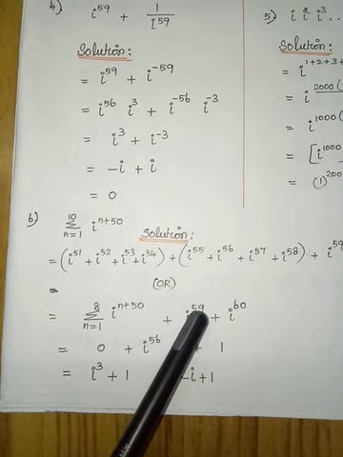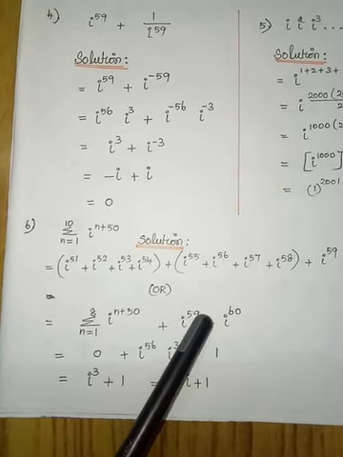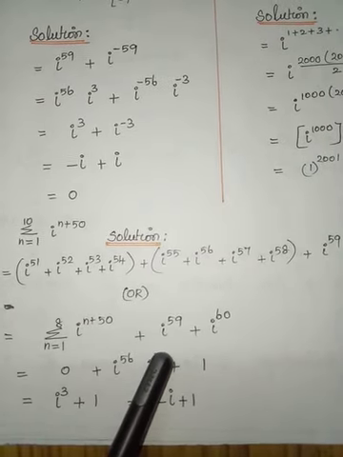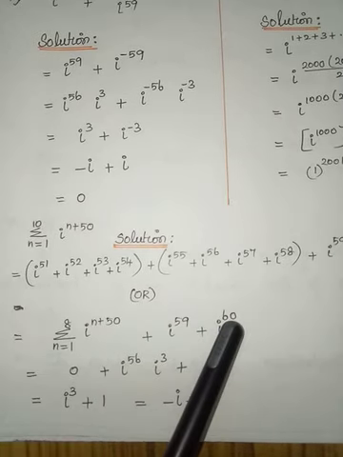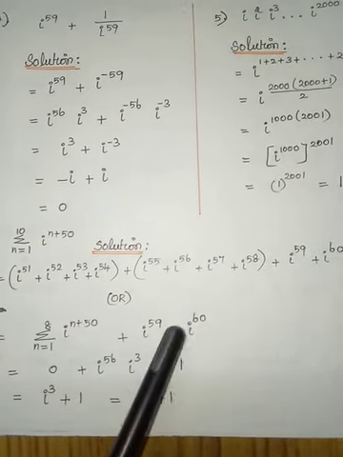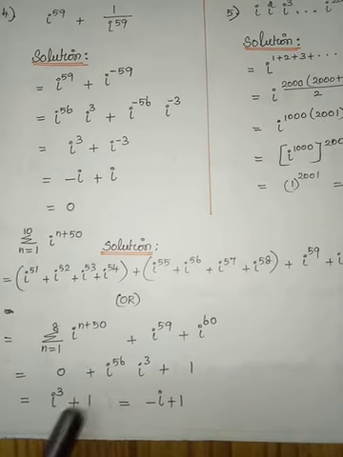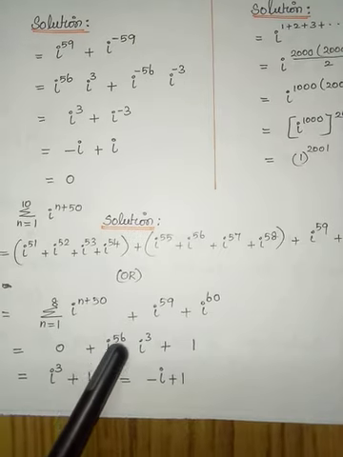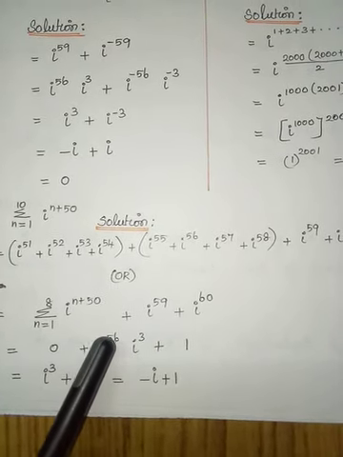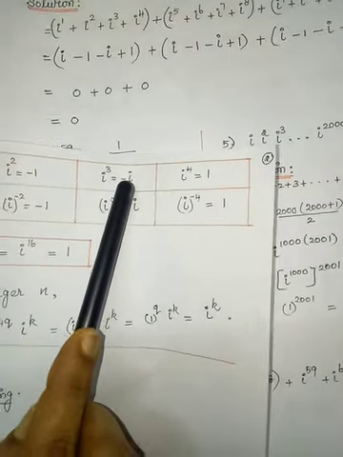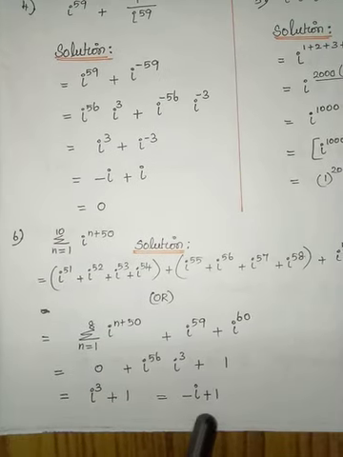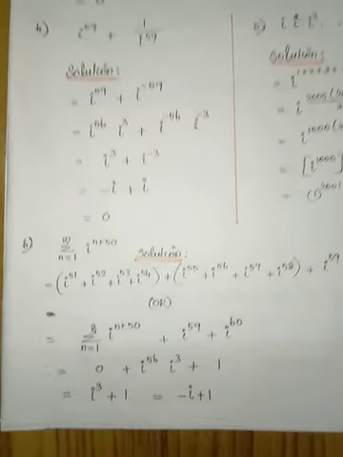Come to i power 59. 59 is not a multiple of 4, so I have written i power 56 into i cube. Plus here, 60 is a multiple of 4, so i power 60 is equal to 1. See this answer: 56 is a multiple of 4, so this answer is 1. Here it is i cube. So what is the value of i cube? i cube is equal to minus i. So here I have substituted minus i plus 1. So this is the solution of this problem. Thank you, girls.